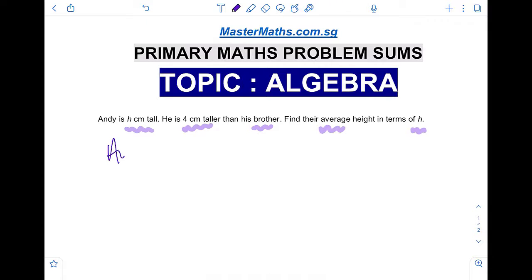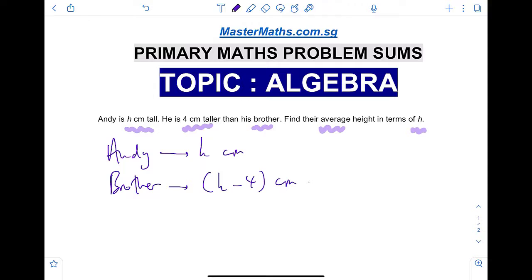So we know that Andy is h centimeters tall and his brother is a little bit shorter. Okay, shorter by how much? Shorter by 4 cm. What is the average height?